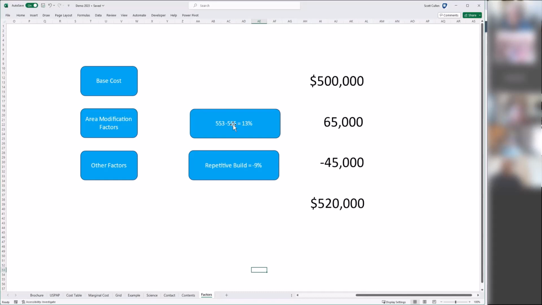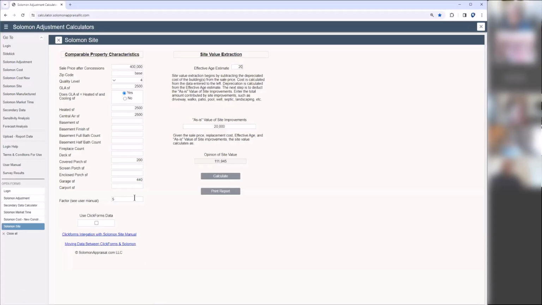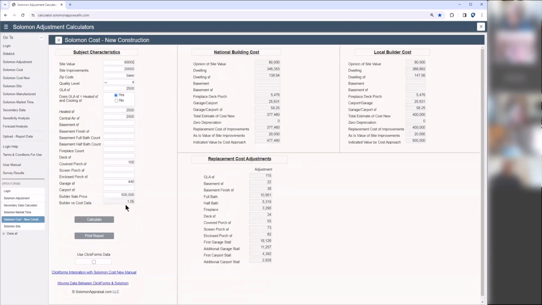our trusty Solomon Cost New. I'll pull that back up and use Solomon Cost New to figure out what the proper multiplier is for your market.